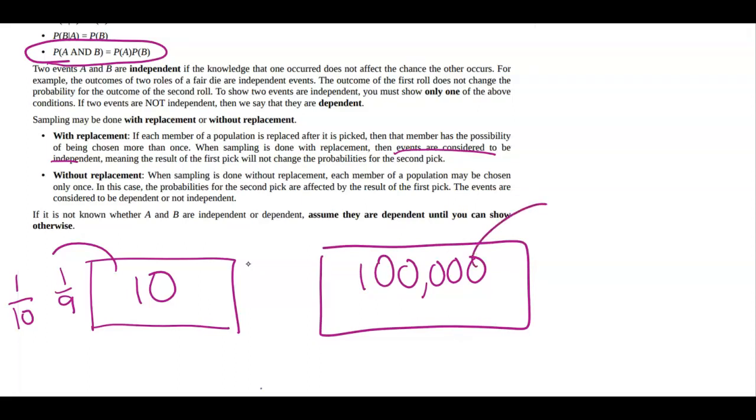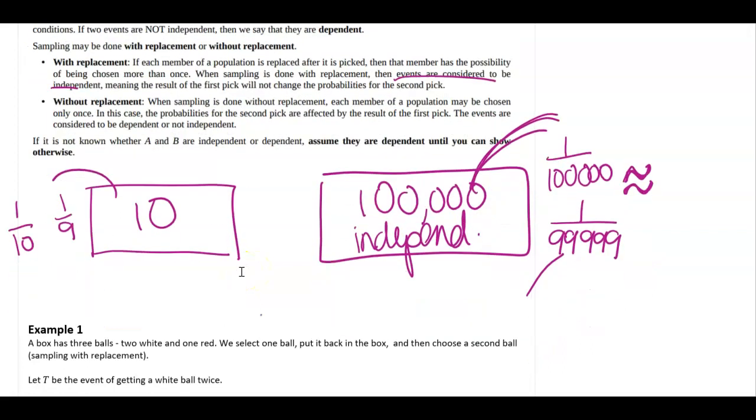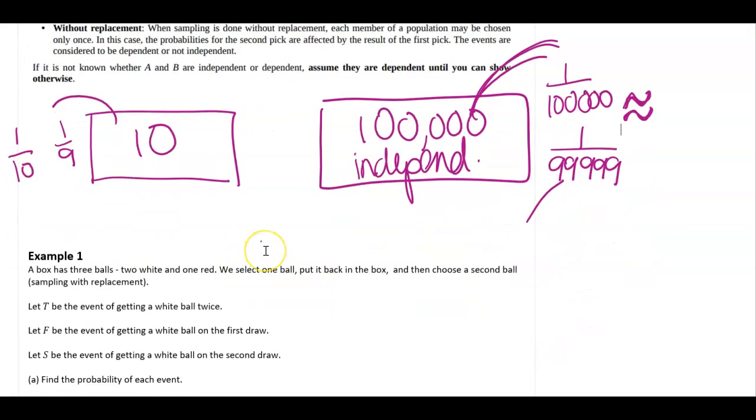and I'm selecting things, and even if I don't have replacement here, as a fraction, these two are so close to each other that we can just assume independence because we're choosing from such a large sampling frame that choosing one and then changing the denominator to choose the next one isn't really mathematically that different. Okay, so sample size does kind of play a role on whether you want to consider independence or not.